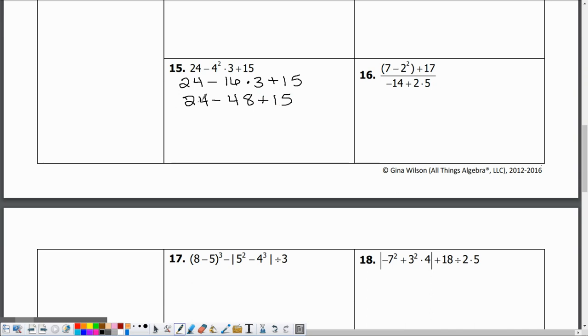So now I can go ahead and keep solving. 24 minus 48 is negative 24. And then bring down the plus 15. Negative 24 plus 15 is a negative 9.